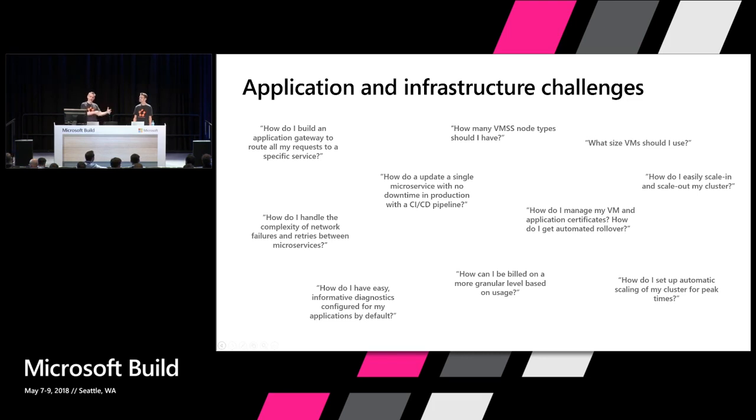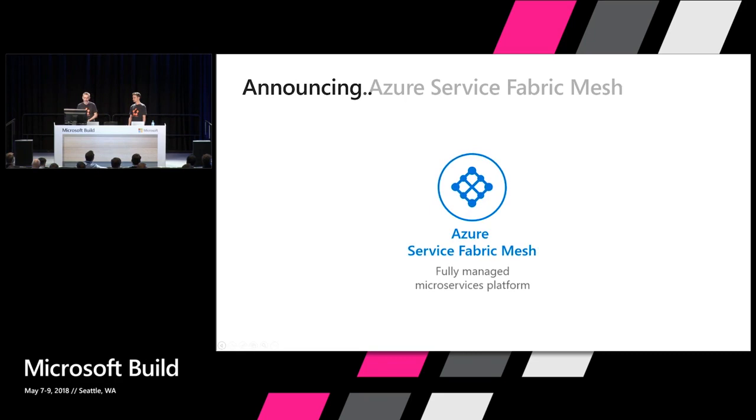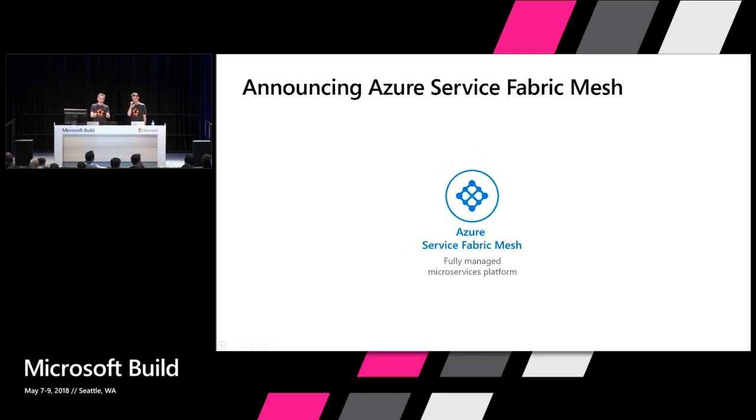And there are also things in the application space as well. How do you set up a gateway that routes to all your services efficiently? So we look at all these challenges and we think to ourselves, how can we deliver a better Service Fabric experience than we do today, and take away even more pain from you? So we're pretty excited to announce that we're going to launch a new service for Service Fabric that we are calling Azure Service Fabric Mesh.